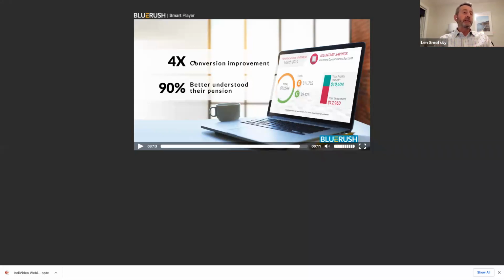And that's actually a really detailed measurement in their case. What they're doing is they're tracking whether an individual customer actually watched the video or not, and then opening up a 3-month window and seeing, did they contribute more to their pension? And that's a conversion. 90% better understood their pension. That's self-reporting. Those are the customers themselves filling out a little survey and answering if the personalized video helped them understand their pension better. And so over 90% said they did.